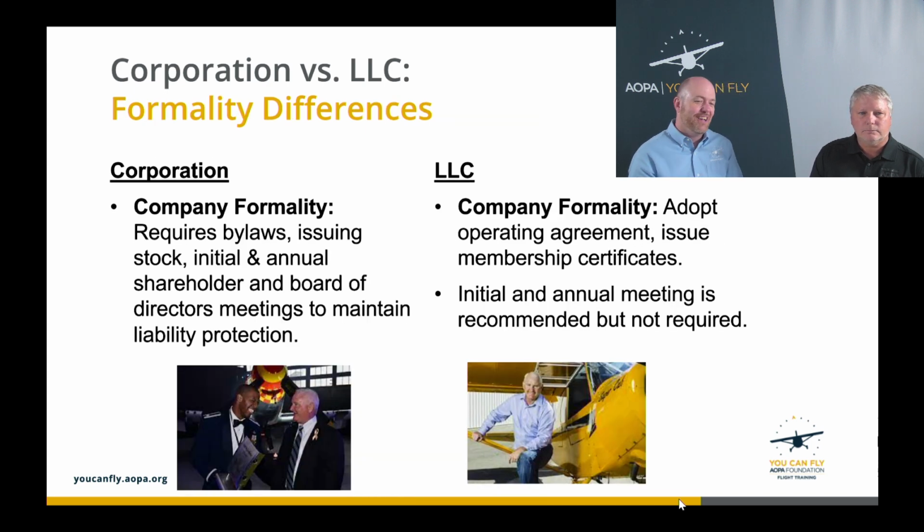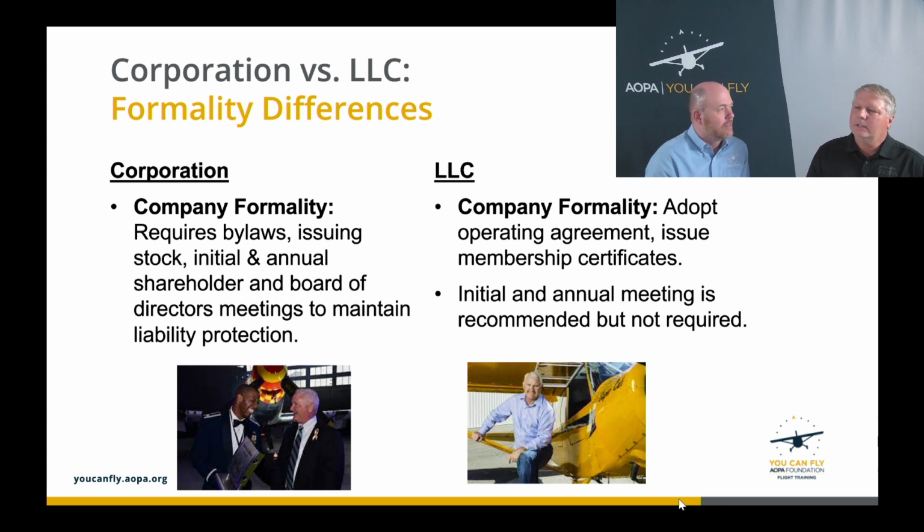Now, I love these pictures that we chose here. That's right. So the formality differences, we know that we've got corporations and LLCs. Again, we've got one that is a little more formal than the other, and maybe you can talk to us a little bit about some of the formalities and why that might be a consideration.